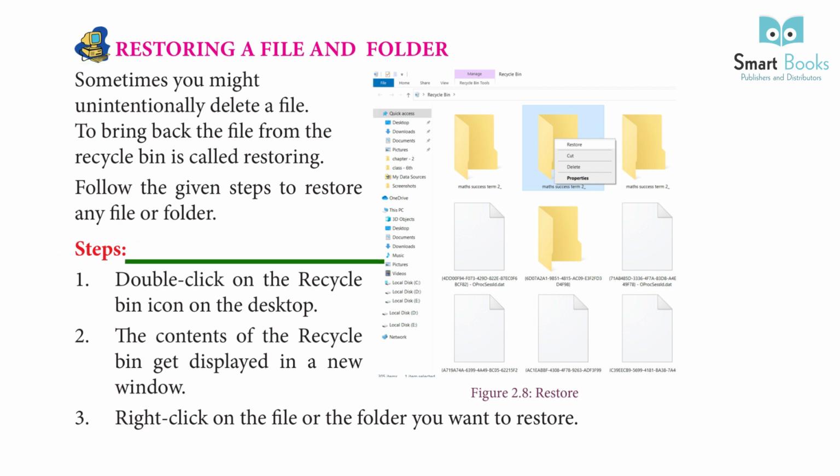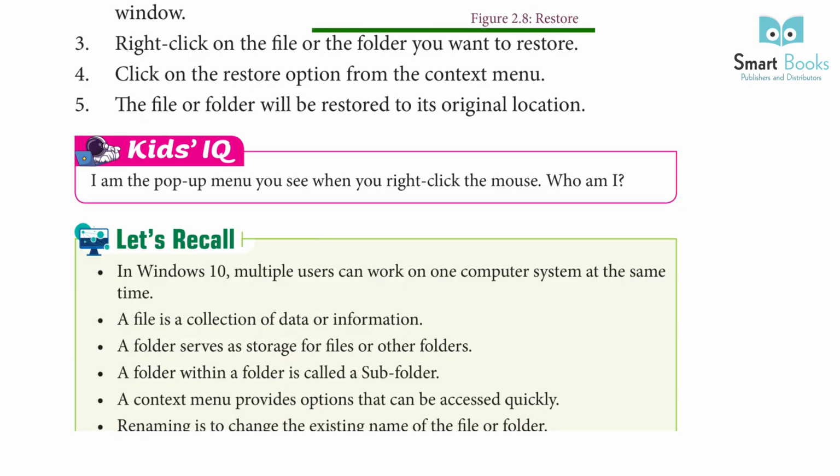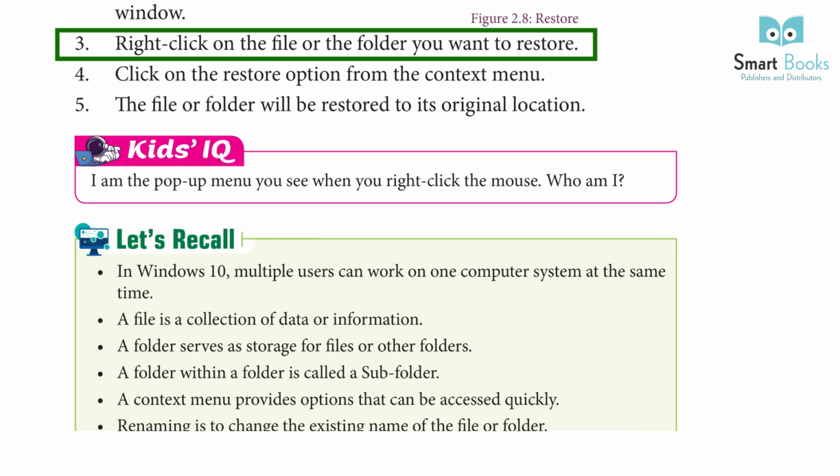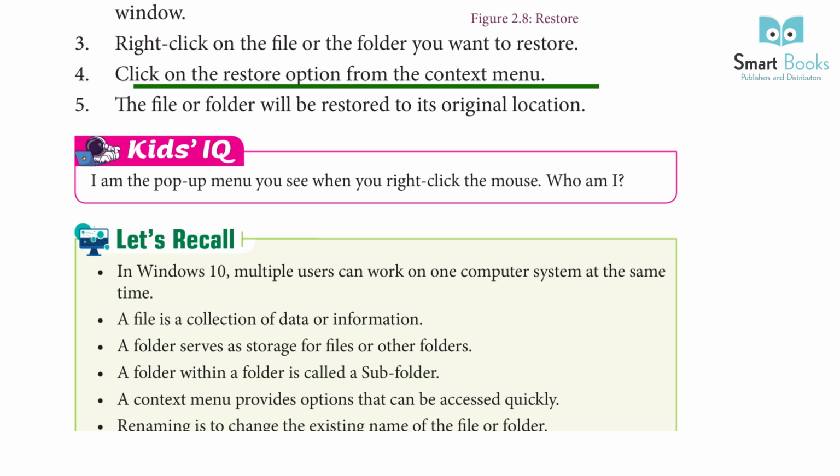Steps: 1. Double-click on the recycle bin icon on the desktop. 2. The contents of the recycle bin get displayed in a new window. 3. Right-click on the file or the folder you want to restore. 4. Click on the Restore option from the context menu. 5. The file or folder will be restored to its original location.